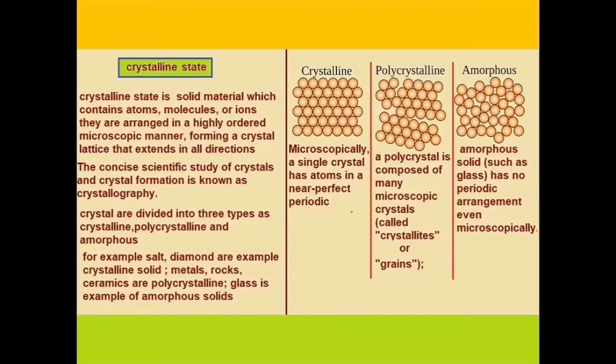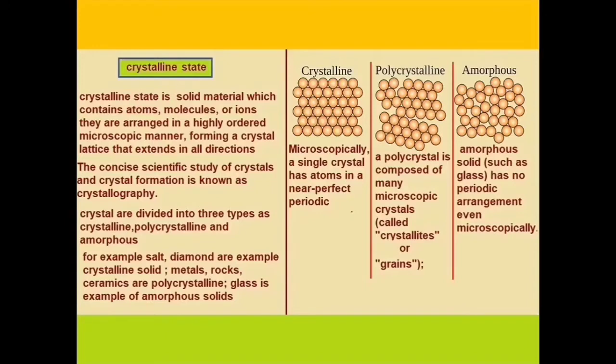Microscopically, a single crystal has atoms in a near perfect periodic order. A polycrystal is composed of many microscopic crystals called crystallites or grains. In the case of amorphous solids, there is no periodic arrangement even microscopically. We have already seen an example of an amorphous solid, and a well-known example is glass.